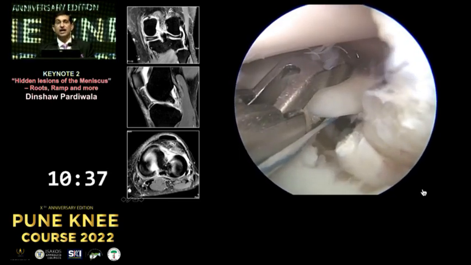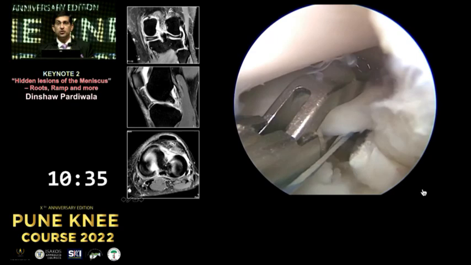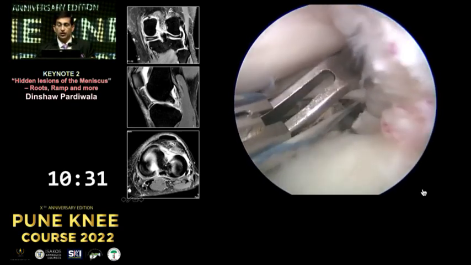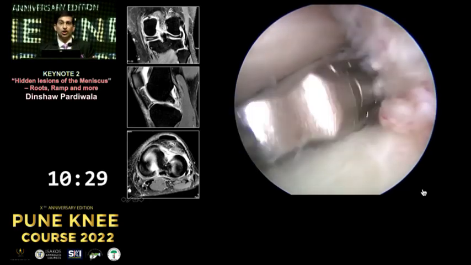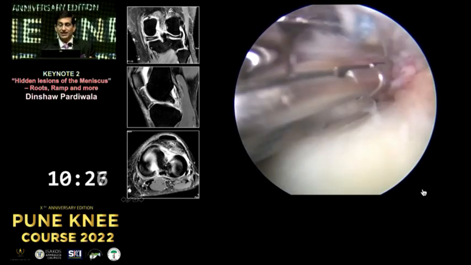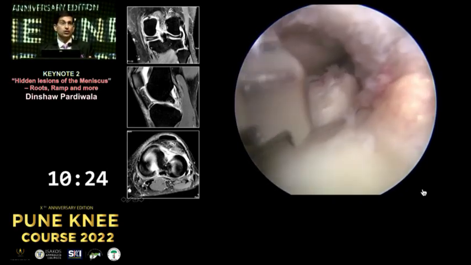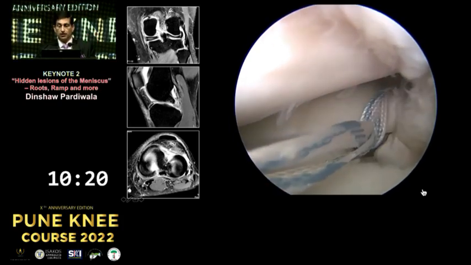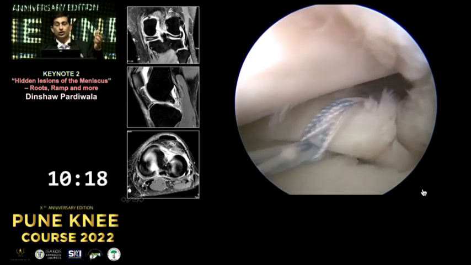You then need to pass a suture through, and you can pass this with any of the instruments available. You could use a suture passer, you could use one of these instruments, and then pass either a suture or a tape. My preference nowadays is tape, because it tends to be low profile. At the same time, it's going to give you better compression forces. It also holds on to the meniscus.